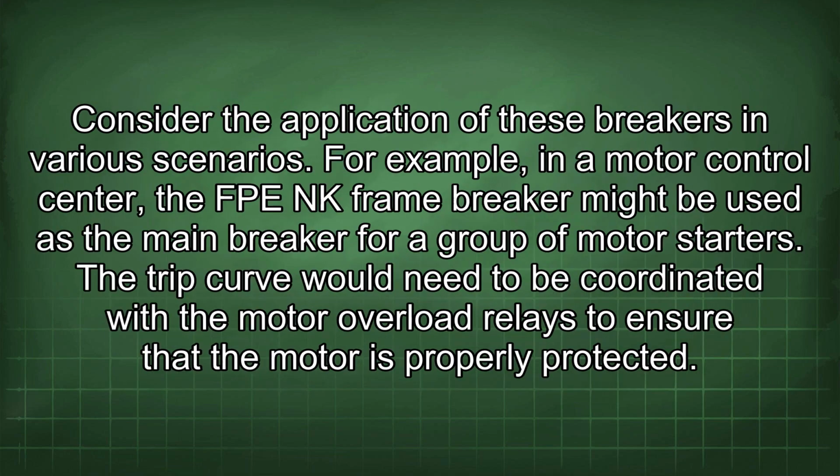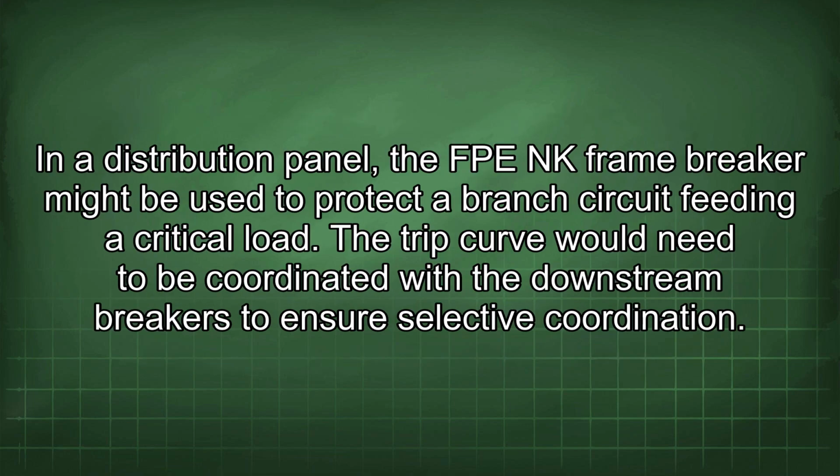Consider the application of these breakers in various scenarios. For example, in a motor control center, the FPE NK frame breaker might be used as the main breaker for a group of motor starters. The trip curve would need to be coordinated with the motor overload relays to ensure that the motor is properly protected. In a distribution panel, the FPE NK frame breaker might be used to protect a branch circuit feeding a critical load. The trip curve would need to be coordinated with the downstream breakers to ensure selective coordination.